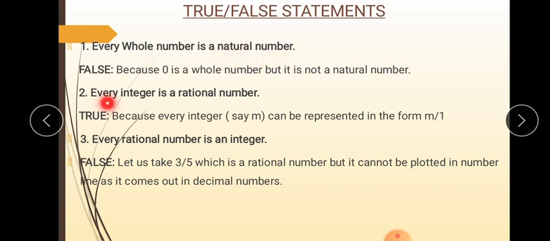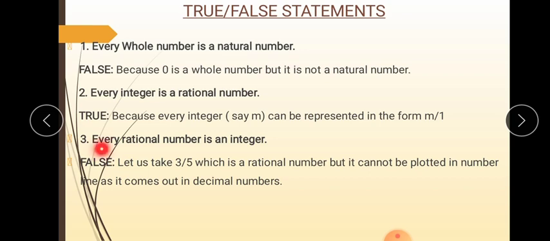Number 2: every integer is a rational number. The answer is true. For example, let us take an integer, -2. We can write -2 as -2 by 1, which is a rational number, as we have expressed it in the form of p by q. So we can say every integer is a rational number. So the answer is true.